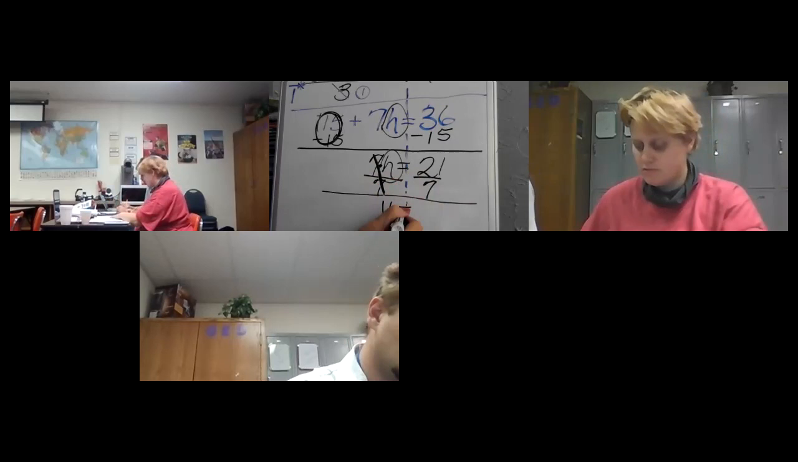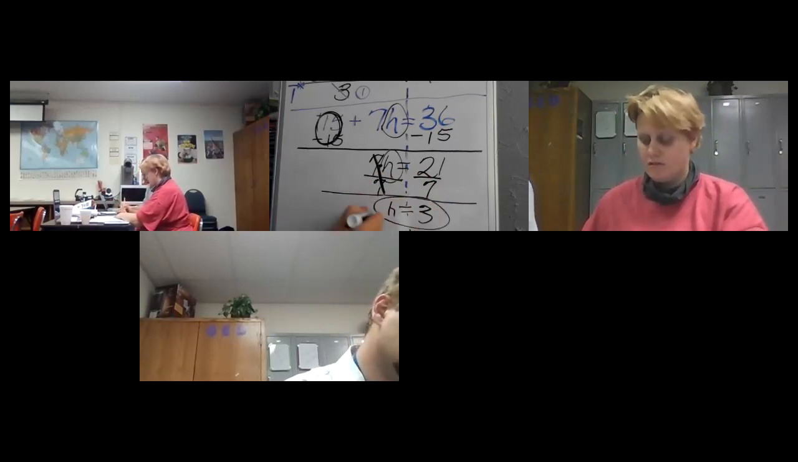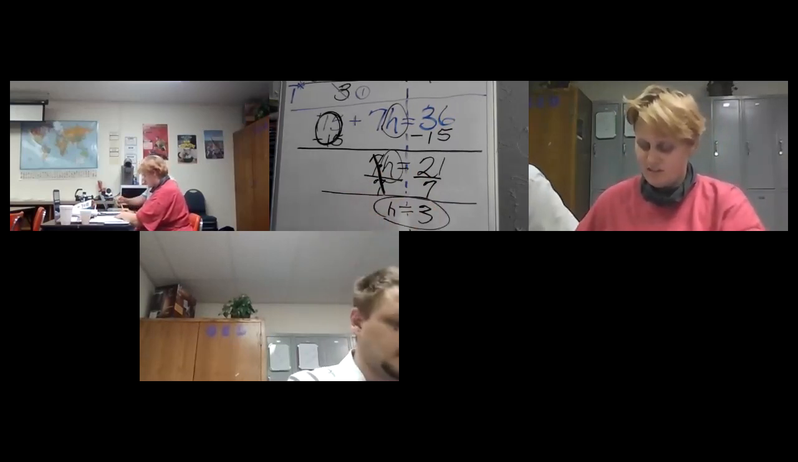and equals on the line. 21 divided by 7 is 3. And we don't write the 1. So the value of h is 3.